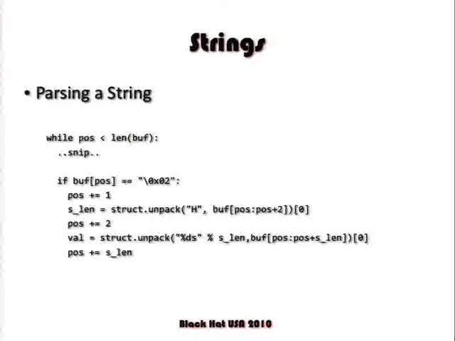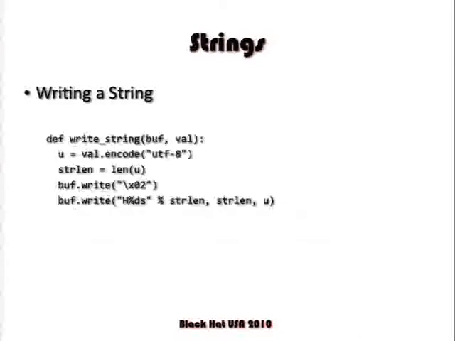Writing a string, so going in reverse and actually sending stuff to the server now, is basically just the opposite. We encode our string into UTF-8, get the length of the string, write our type marker, and then write the string with the length of the string preceding it, and that's it.